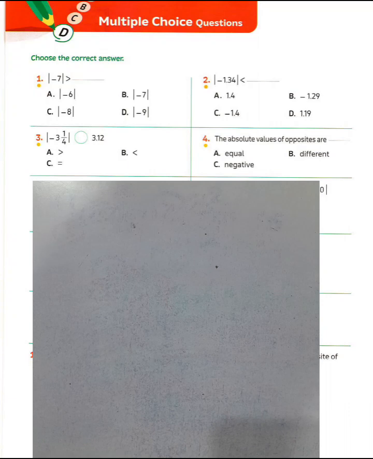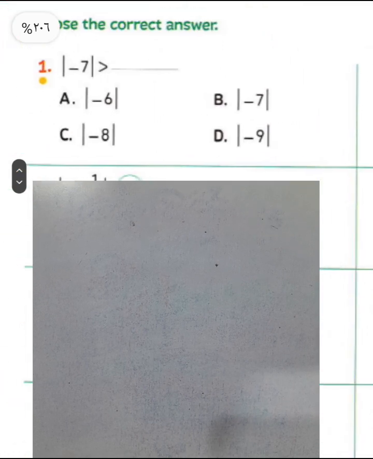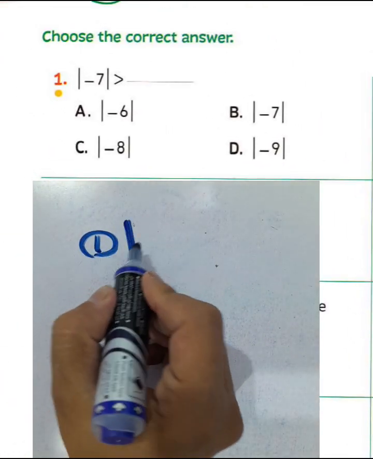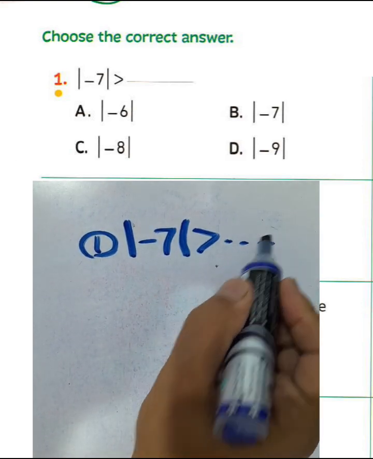Page 91 from the MULTIPLES book, multiple choice questions. Look at question number 1 with me. Choose the correct answer. The absolute value of negative 7 is greater than blank.